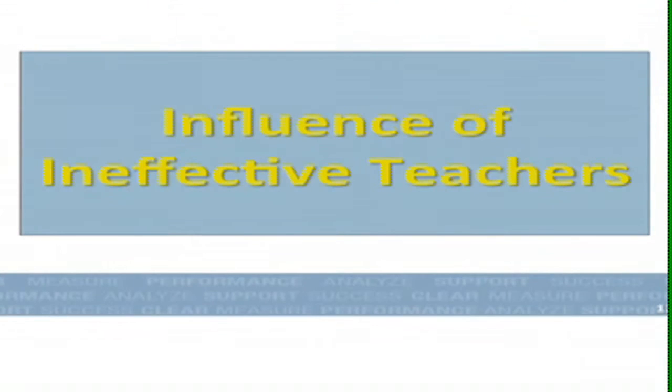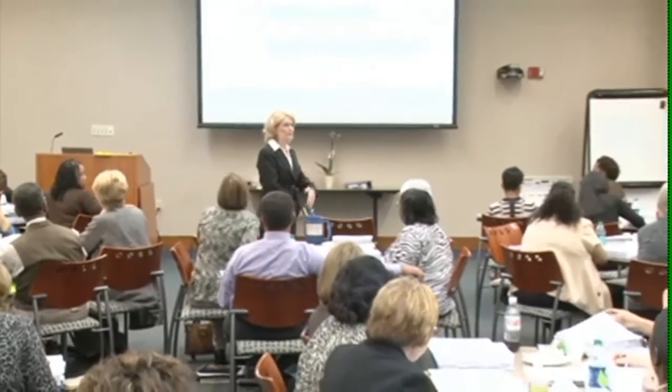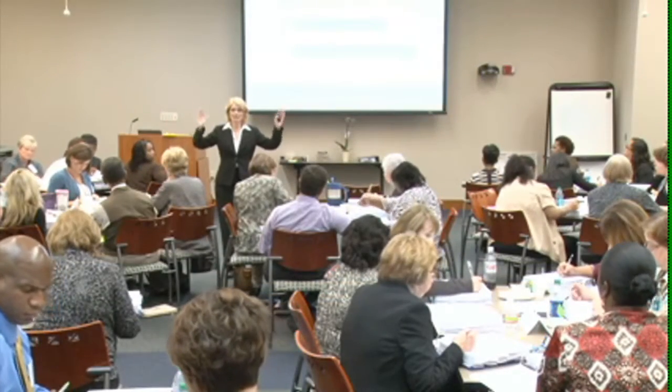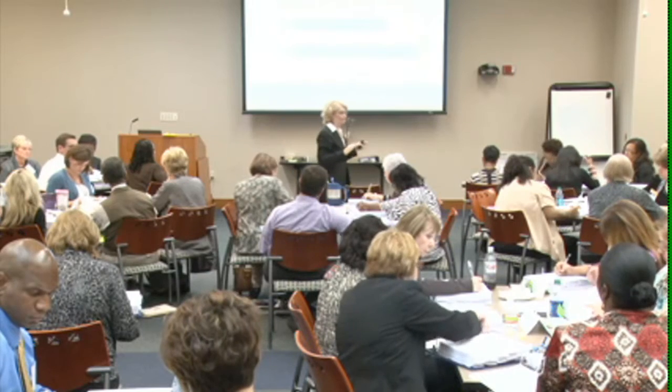And let's talk about that for just a moment. This was an analysis of the time that it would take an effective versus a less effective teacher to teach information, right? To just go out and teach information. The 75th percentile teacher, and that's a teacher who might be in that right quadrant of the bell curve, what it takes them to teach in 3/4 of the year, it takes a less effective teacher to teach over the whole year.